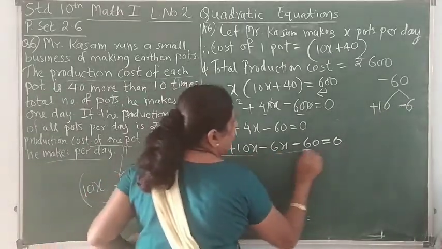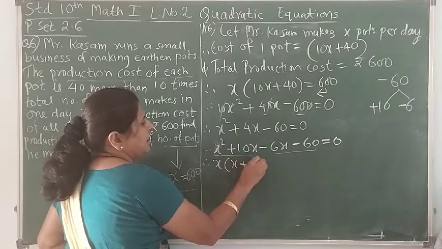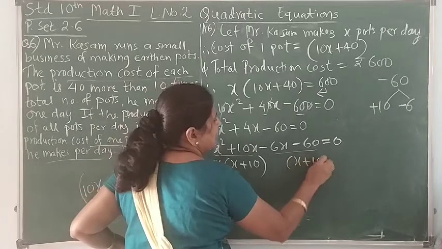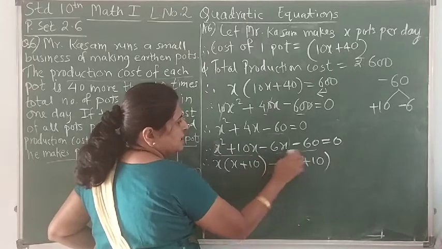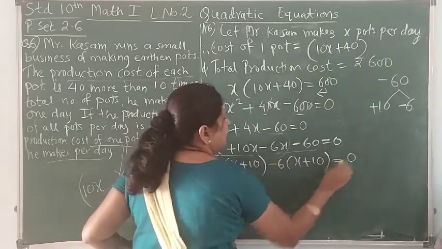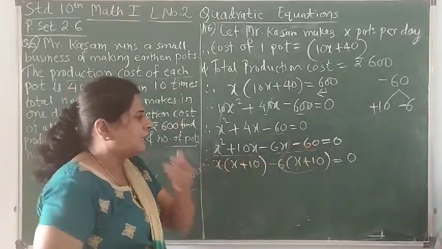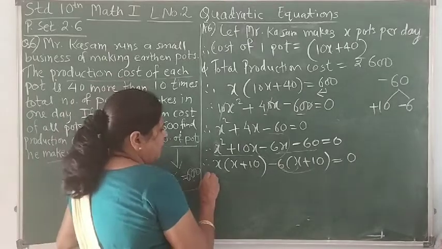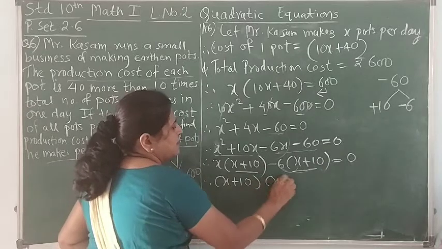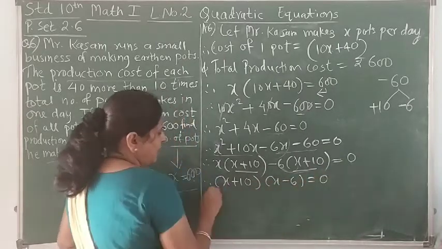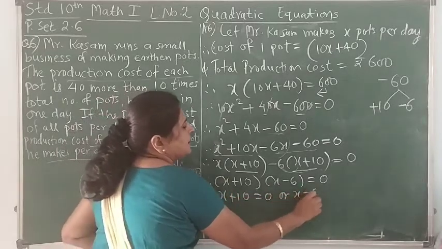Now taking common from this group of 2, we get x common, x plus 10. Now right here x plus 10, and what is the third term? We have copied x, so remaining is minus 6. So minus 6 is common in both. You can verify this product, minus 6x and minus 60. Once this verification is done, you can go for the next step. Now taking x plus 10 as a common bracket here, the uncommon terms are x minus 6 is equal to 0. If the product of these two is 0, x plus 10 is equal to 0, or x minus 6 is equal to 0.